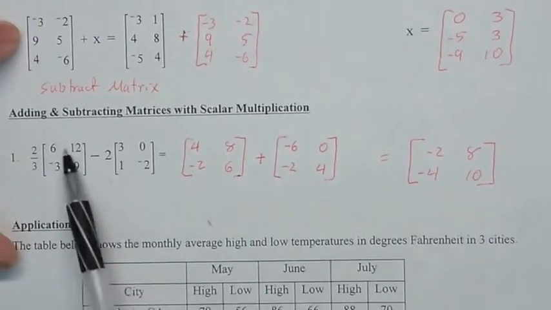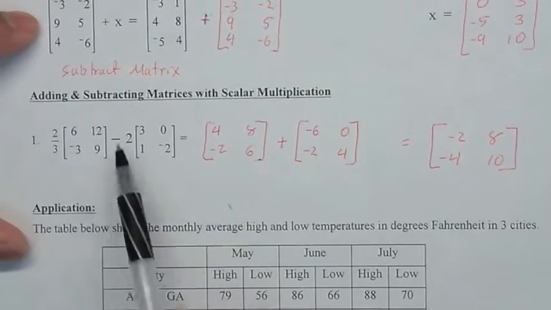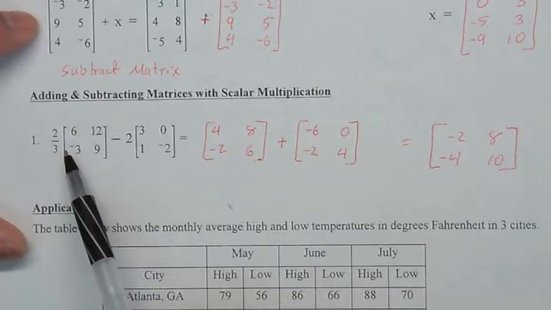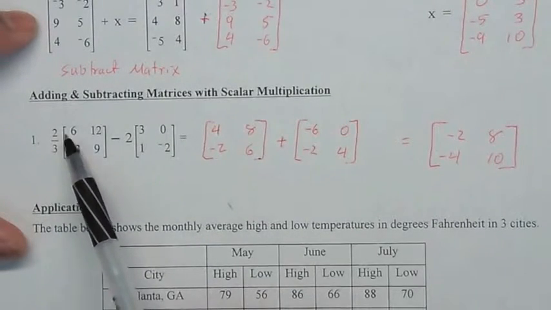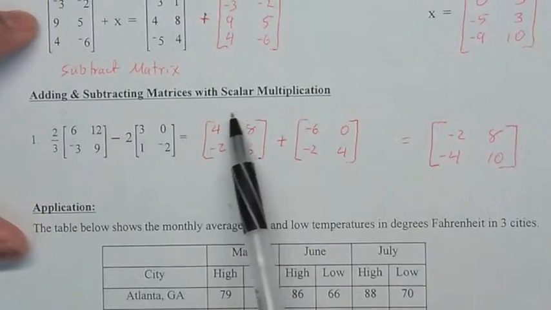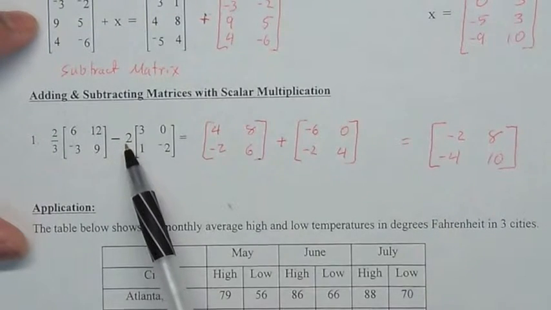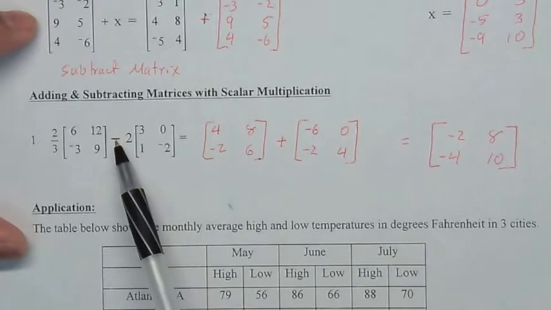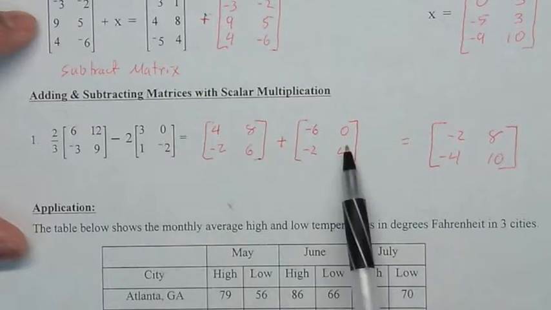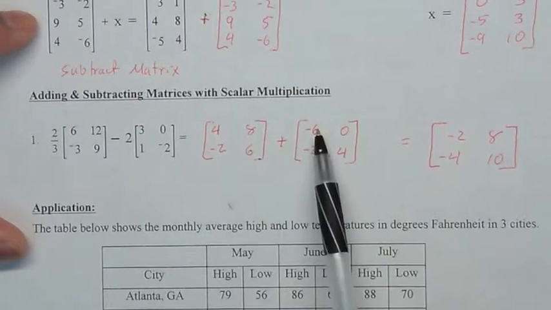Adding and subtracting with scalar multiplication, pretty easy. First of all, you follow PEMDAS rules. You multiply first, and then you add and subtract. So you multiply 2/3 to every element inside here, and we get this resulting matrix. Again, you can multiply by 2, then subtract, but I would prefer you just multiply by -2 and add. So I multiply -2 by every element here, I get this matrix, and I just add element to element.